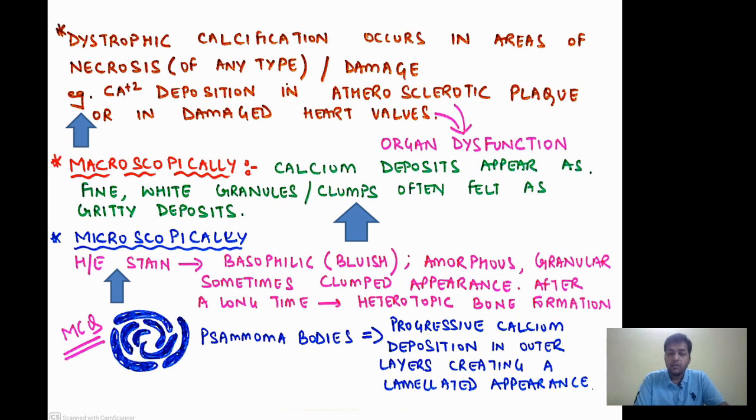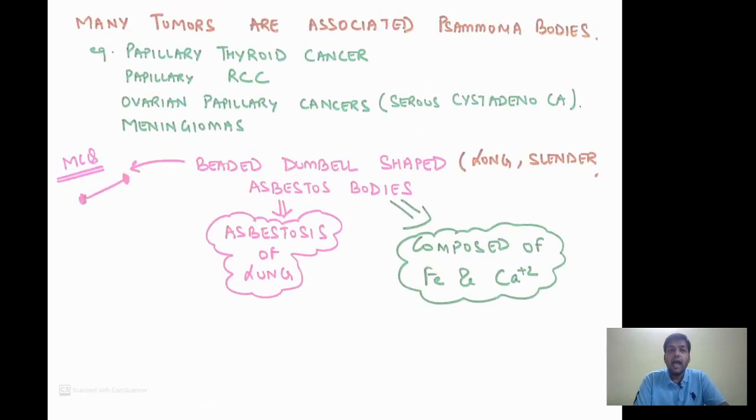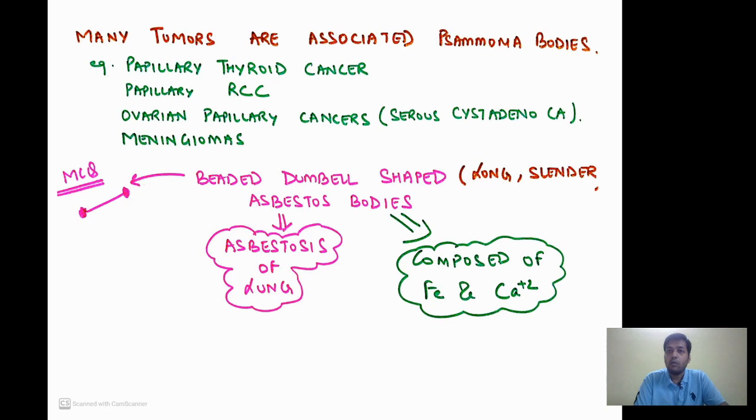Now one important MCQ is that in some tissues, these depositions take the shape of psammoma bodies, wherein they are arranged in concentric layering. So there is a progressive calcium deposition in outer layers, creating a lamellated appearance. This is what the psammoma bodies are. And many tumors are associated with psammoma bodies. So this is an important MCQ. Which tumors are associated with psammoma bodies? We have papillary thyroid cancer, papillary renal cell carcinoma, ovarian papillary cancers, and meningiomas.